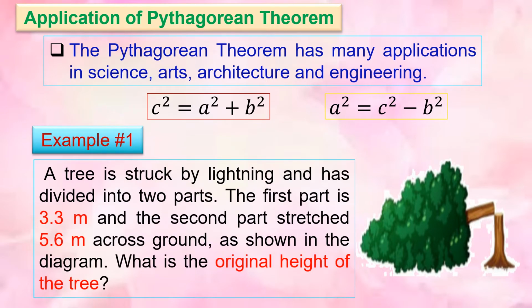A tree is struck by lightning and has divided into two parts. The first part is 3.3 meters and the second part is stretched 5.6 meters across ground as shown in the diagram. So what is the original height of the tree? In order to get the original height of the tree, we are going to solve first side x and then we are going to add it to 3.3 meters.